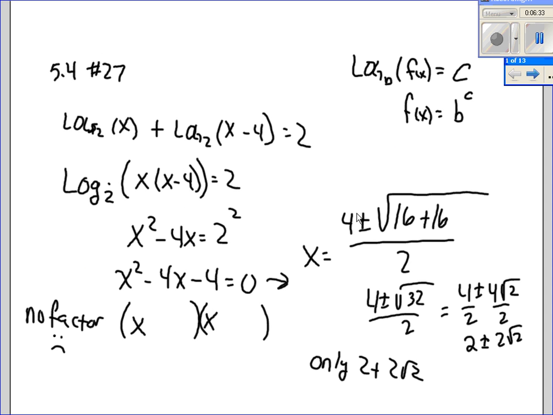Okay, here's one out of the book. It's very similar to the one we just looked at here. So we've got a log plus a log equal to a constant. We can combine them together with multiplication, switch to the exponential form, and then we've got a quadratic. This one didn't factor, so we can always use the quadratic equation, and we get two solutions again, but only the positive one, the 2 plus 2 square root of 2, will actually work in the original function.